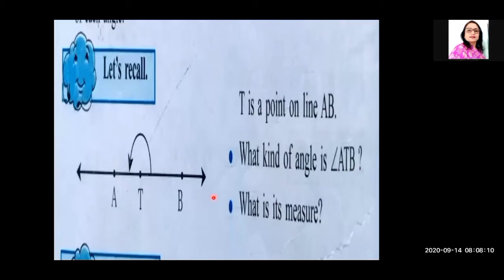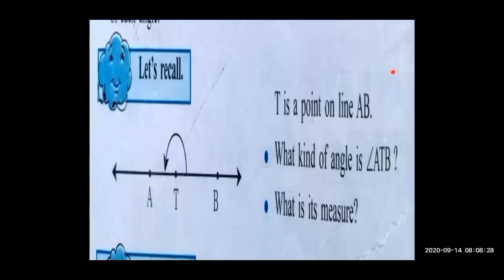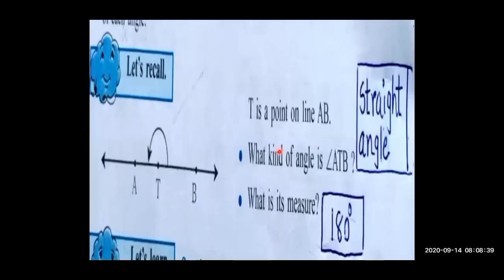You will write in the chat box. What kind of angle is angle ATB? Yes, it is a straight angle. The second question is, what is its measure? Yes, children, we studied in the previous standard, a straight angle measures 180 degrees. So this is the written answer. You can take a screenshot.